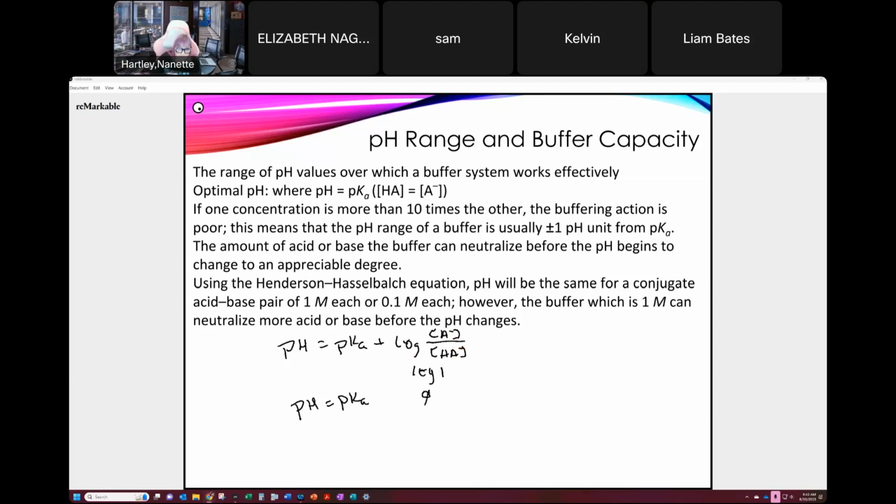So that's my optimal place for this. Now, if the concentration is more than 10 times the other, all right, then it becomes difficult to have a real buffering range, all right? So the pH range of our buffer is usually plus or minus 1 pH unit from the pKa. Right? That's the way that we can talk about that. And pH will be the same for a conjugate acid-base pair, regardless of what that concentration is. But the buffer that's a higher concentration will be able to neutralize more before the pH changes, just because there's more of it around. So questions about that?